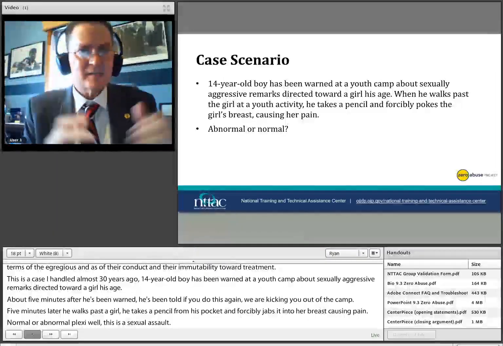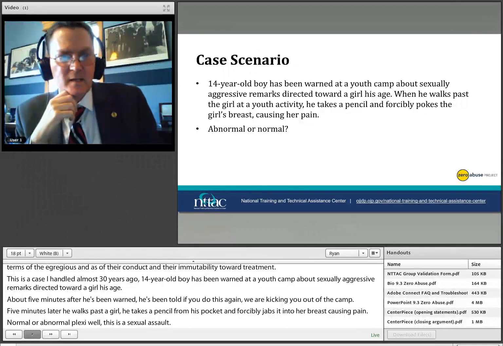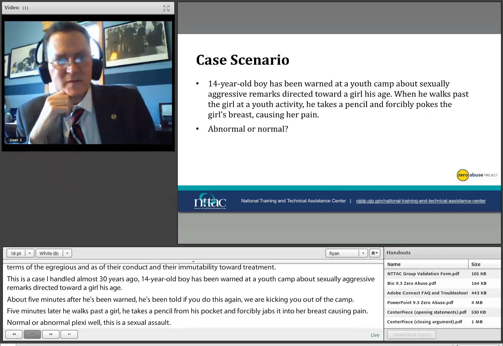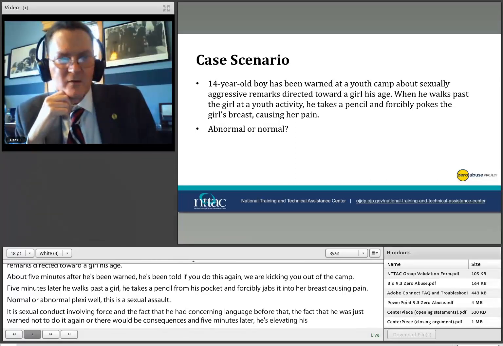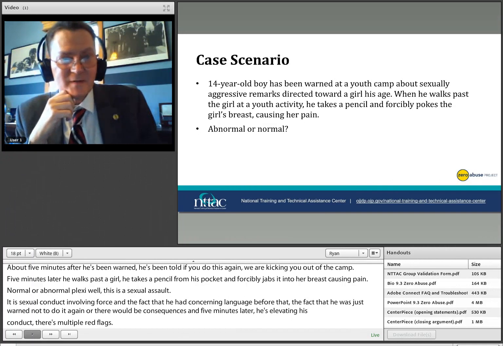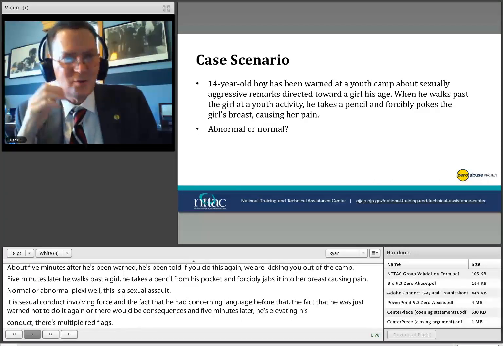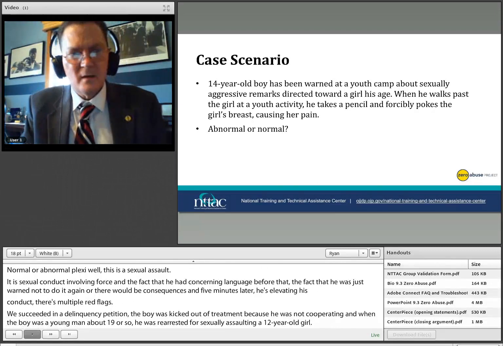This was a case I handled almost 30 years ago. A 14-year-old boy has been warned at a youth camp about sexually aggressive remarks directed toward a girl his age. About 5 minutes after he's been warned, told, you do this again, we're kicking you out of the camp, he walks past that girl, takes a pencil from his pocket and forcibly jabs it into her breast, causing pain. Normal or abnormal? Well, this is a sexual assault.